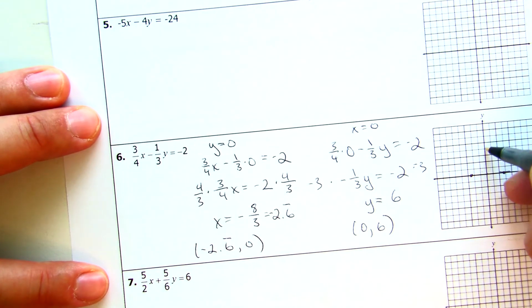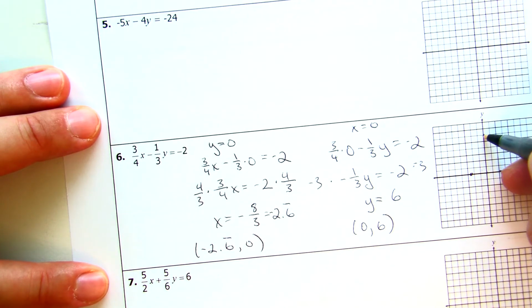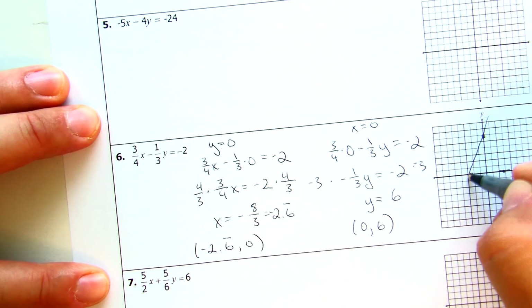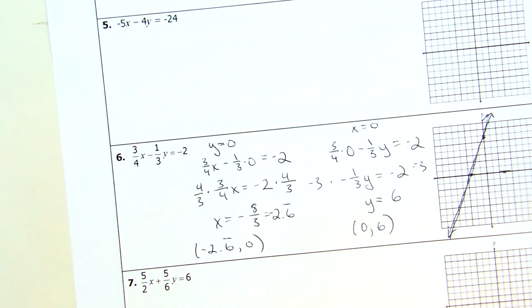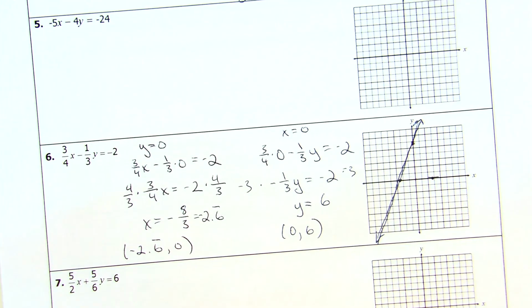So (0, 6) is, let's see, 5, 6. I'm not on it right now. That's not too bad. All right, so there's my line. And that's how we can graph a line by finding the y and x intercepts.